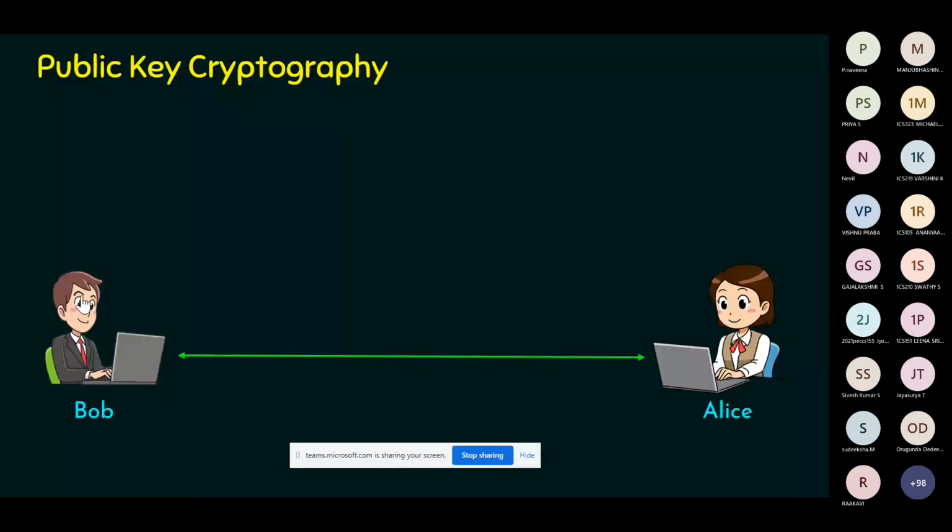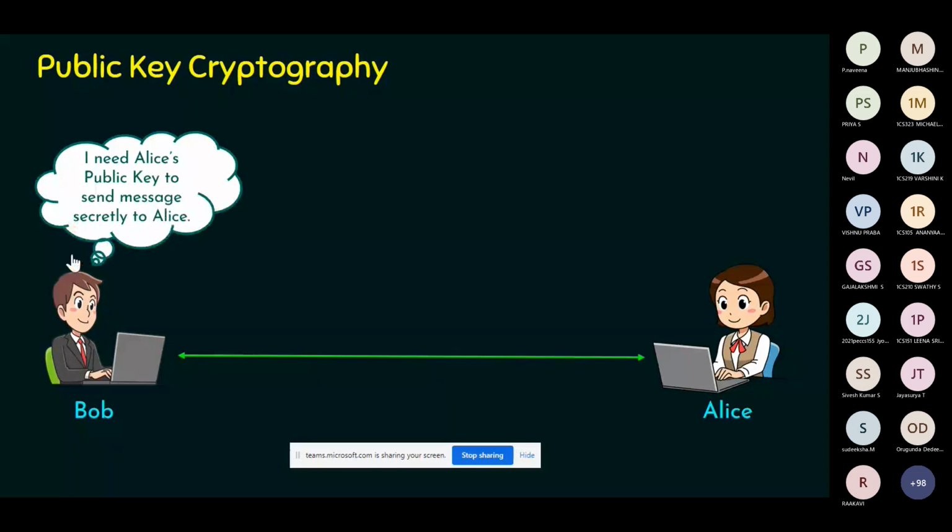If he wants to send some message to Alice, Alice will be having two keys. What are the keys Alice will be having? Alice's public key and Alice's private key. Similarly, Bob will be having Bob's public key and Bob's private key. The public keys are public. They can be shared. So when Alice creates her public key, she can share it with everyone.